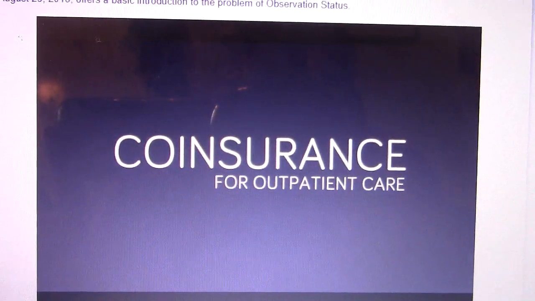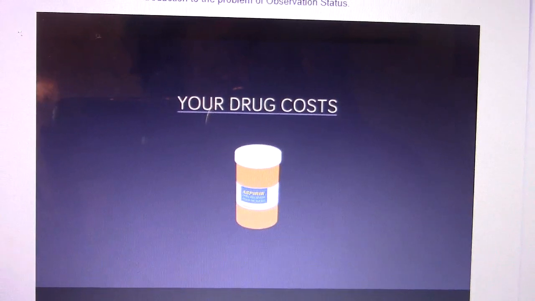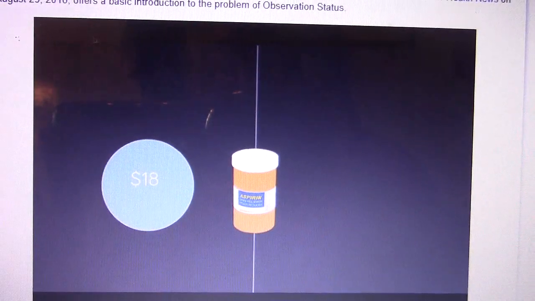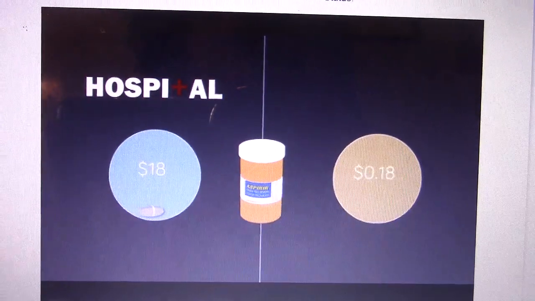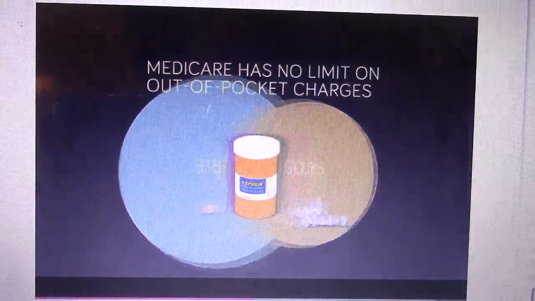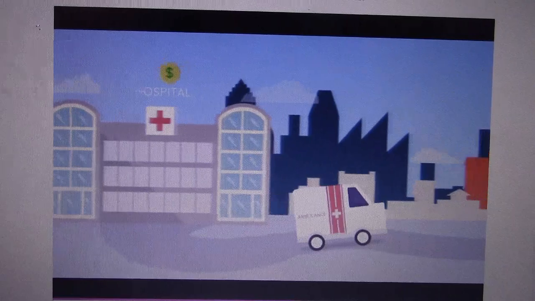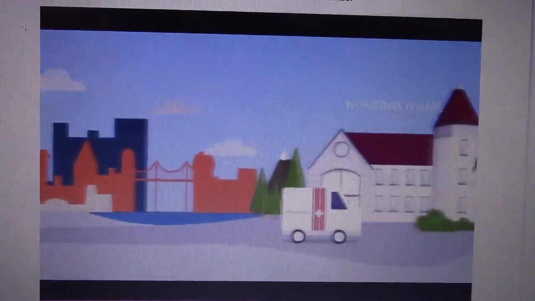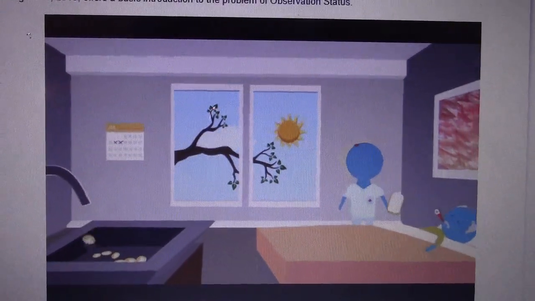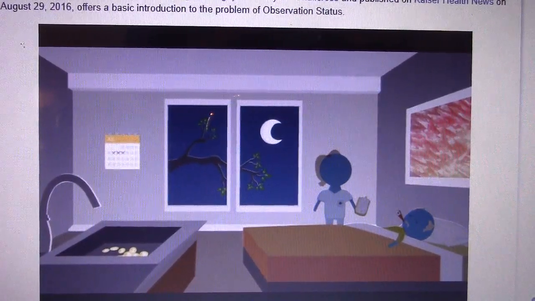Costs like the co-insurance Medicare charges for outpatient care, usually 20%, and the bill for the drugs you may need for your chronic conditions. So here's a comparison. That baby aspirin you take for your heart condition, it could cost $18 at the hospital, instead of the pennies you're used to paying when you buy it at the big box store. And because Medicare has no limit on out-of-pocket charges, it can all add up fast. The price tag could be even higher if you go to a nursing home after leaving the hospital. Medicare will help pay for that expensive care only if you spent at least 3 consecutive days in the hospital as an admitted patient. Observation care doesn't count on that clock.